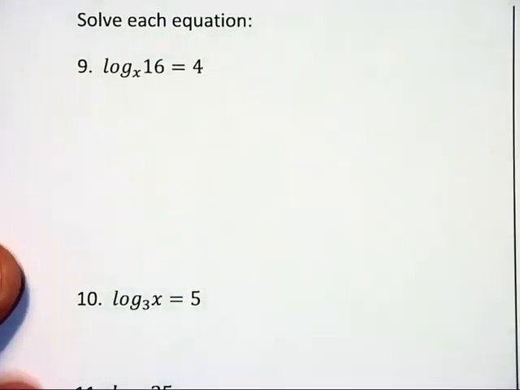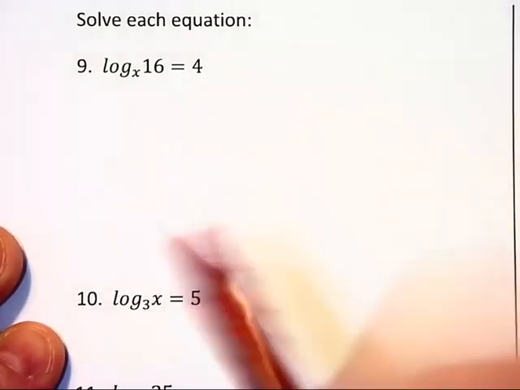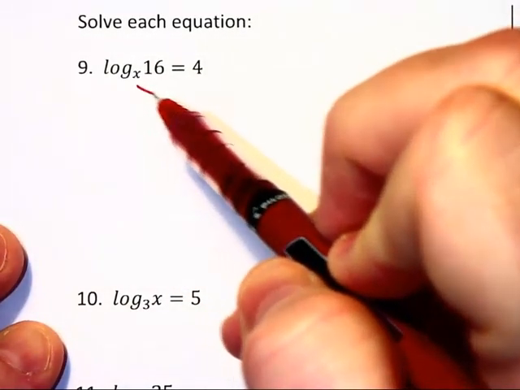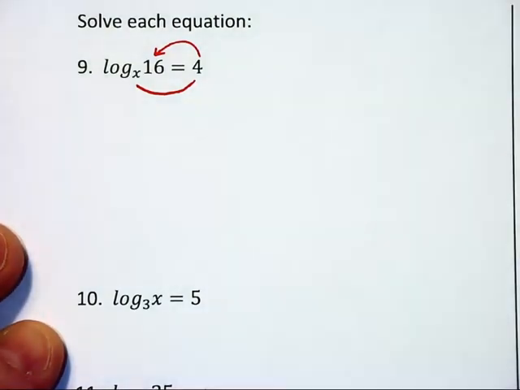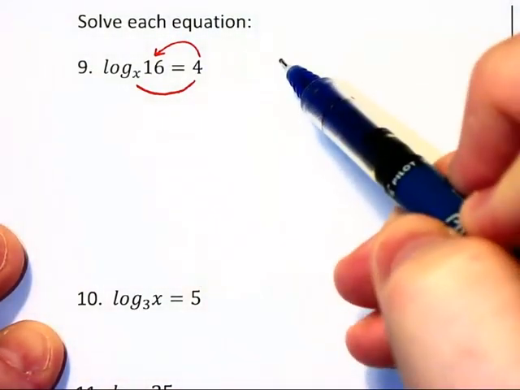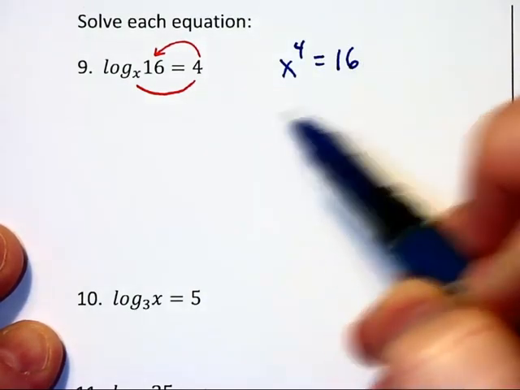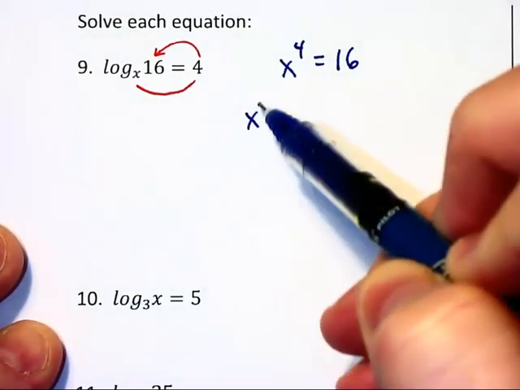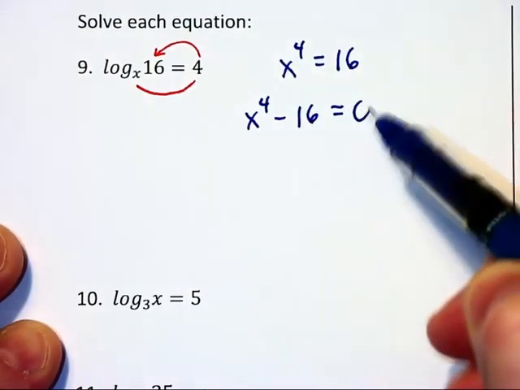Now let's begin to solve some basic logarithmic equations. We don't like this logarithmic form, so what we're going to do is change it to an exponential form using what I called the visual property earlier. This would be x to the 4th power is equal to 16. Well, you know that we need to set this equal to 0. So x to the 4th minus 16 is equal to 0.